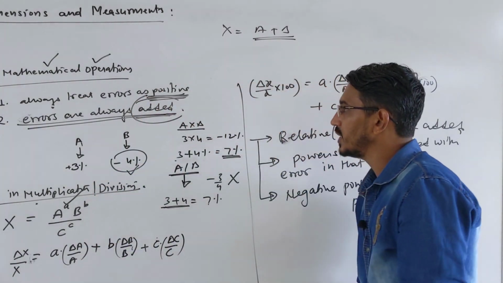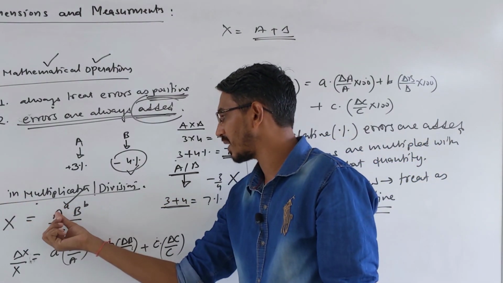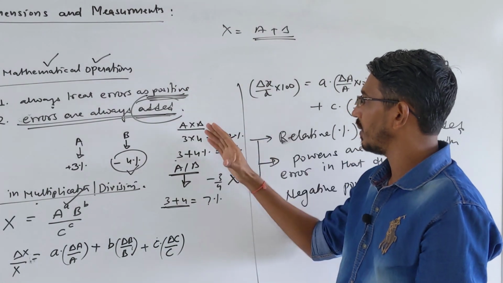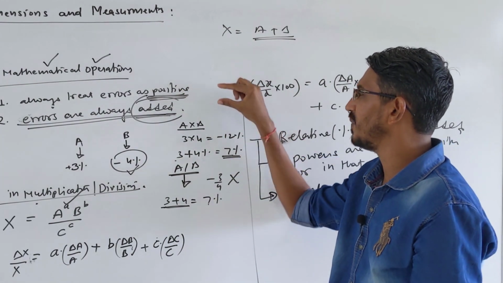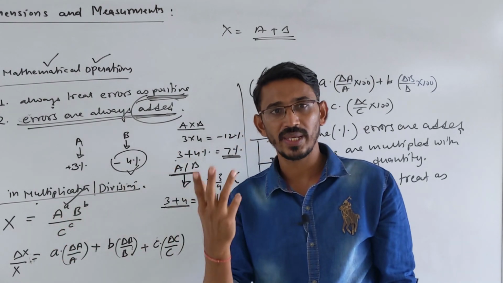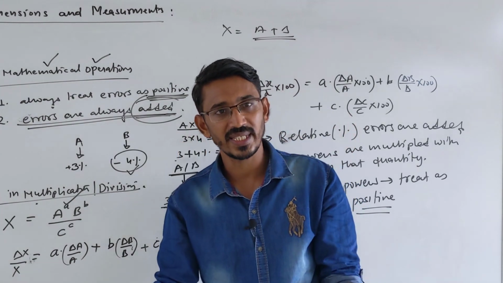Yes. So once more, errors in multiplication and division: some formula will be given where things are multiplied like a into b and divided like by c. Then what we have to remember is that everything we have to call positive, every error we have to add. Here 3 quantities are given a, b, c, so 3 errors will be given, error in a, error in b, error in c. We have to add the errors, that's all, okay?